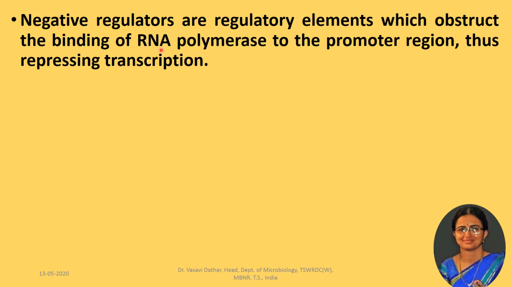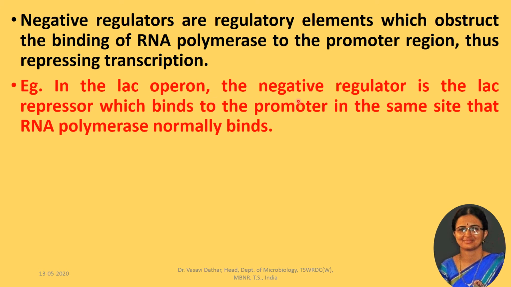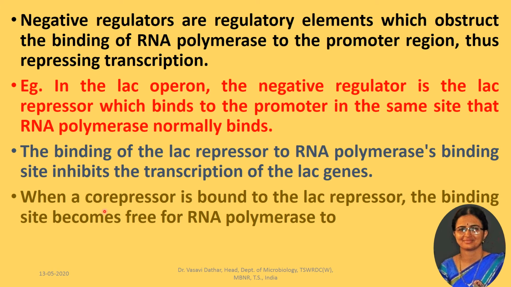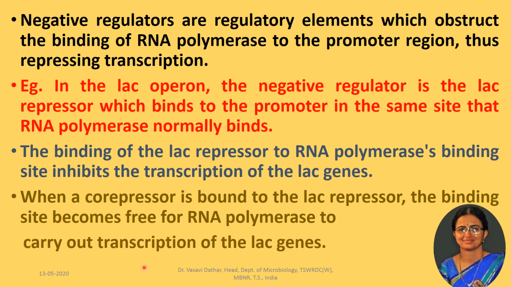The negative regulators are the regulatory elements which obstruct the binding of RNA polymerase to the promoter region, thus repressing the transcription. For example, in the lac operon, the negative regulator is the lac repressor which binds to the promoter in the same site that RNA polymerase binds. The binding of the lac repressor to the RNA polymerase binding site inhibits transcription of the lac genes. So, when an inducer is bound to the lac repressor, the binding site becomes free for RNA polymerase to carry out the transcription of lac genes.